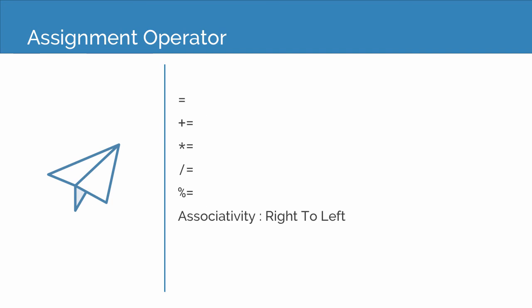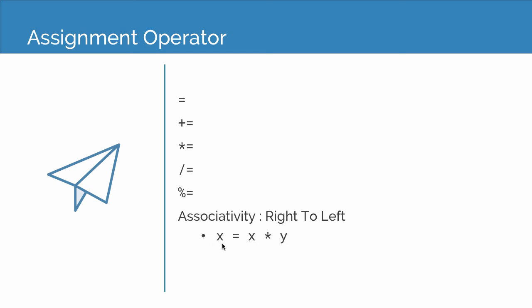Now, in case of assignment operator, we actually evaluate the statement from right to left. What I mean to say is, suppose we have x equal to x asterisk y. In this case, we first solve x into y and then assign it to the x variable. So this is the associativity of right to left. First solve the right hand side and then assign it to the left hand side.